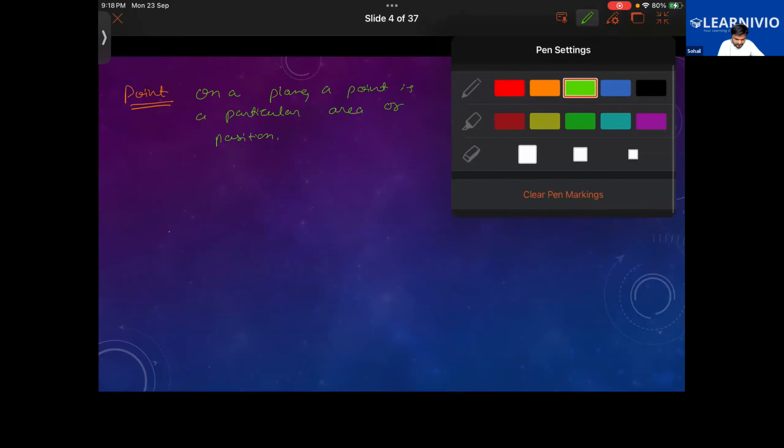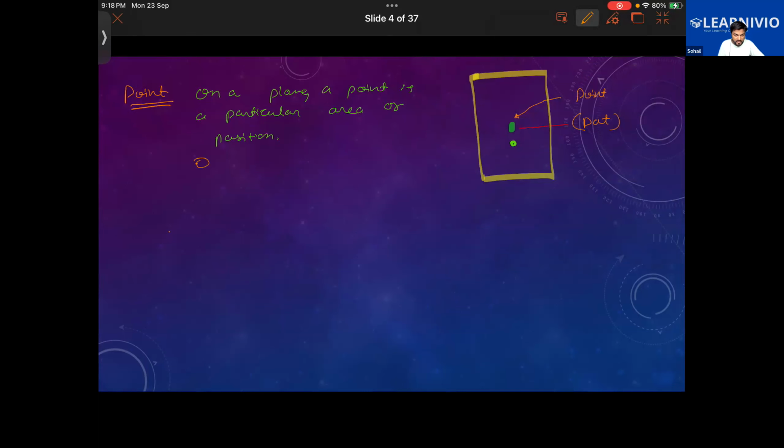Position. Further, we learned in this that a point is a dot; a dot will be representing a point. Further, we learned that a point is not an object, but it's just a position. Is it an object? No, it is not. A point just tells us a location.